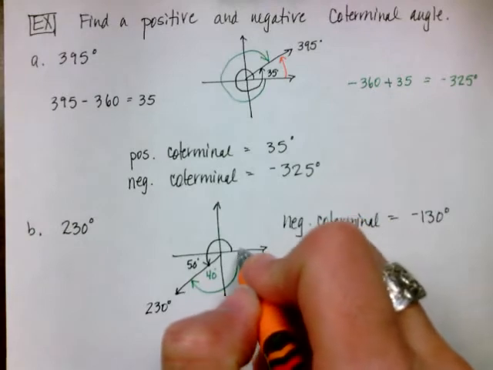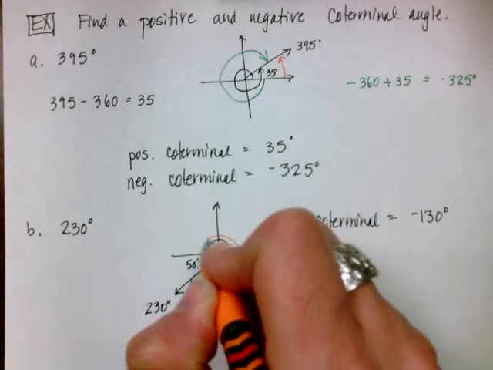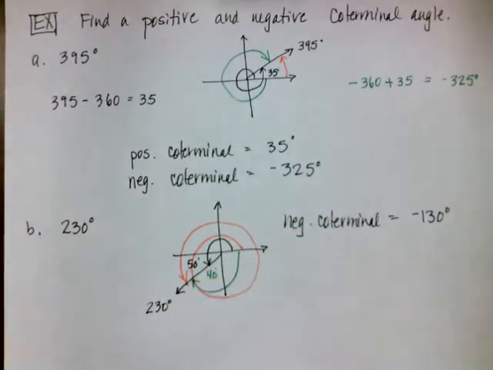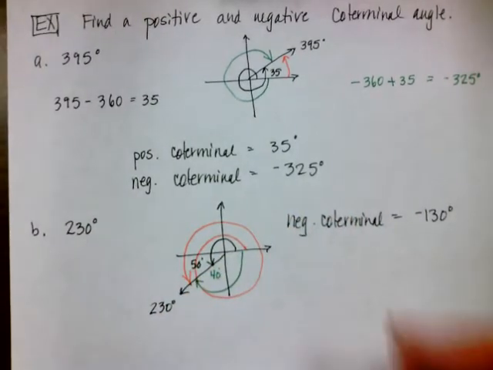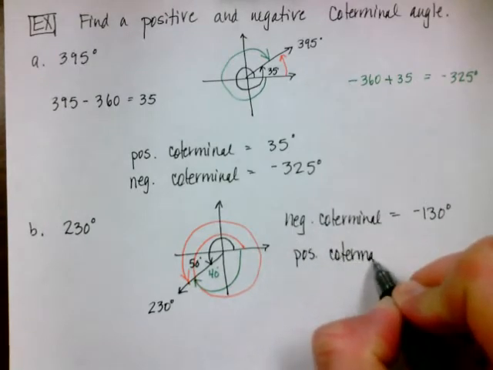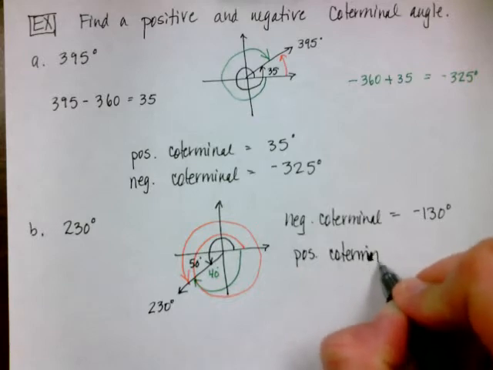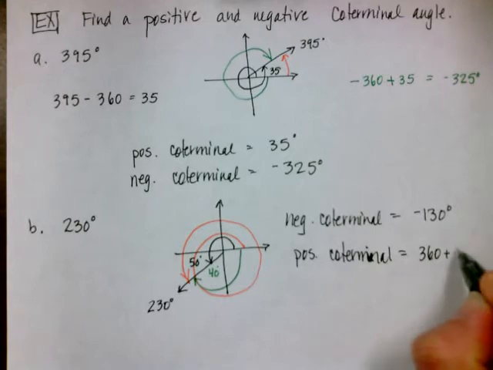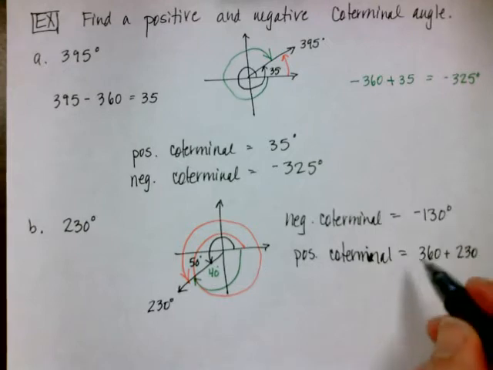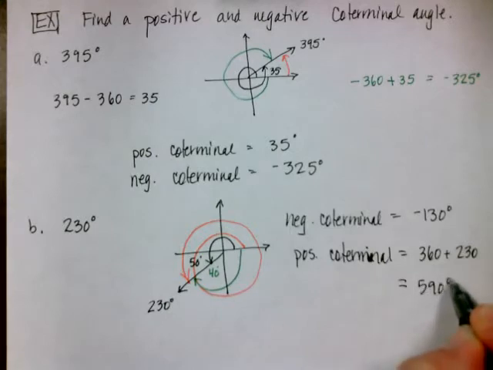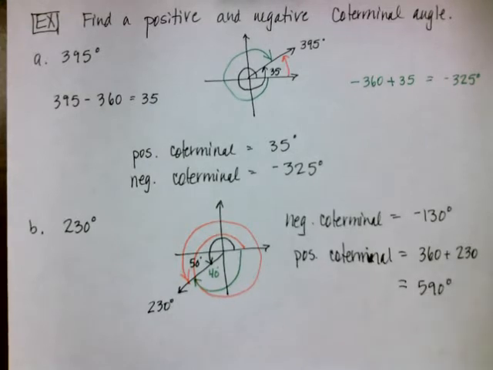And so I'll start at 0. We always start at 0. I'm going to take a lap, and I'm going to go all the way around. So my positive coterminal angle is going to equal my positive 360 plus all the way back to 230. So that's going to end up being 590 degrees. Okay? So those are my coterminal angles.